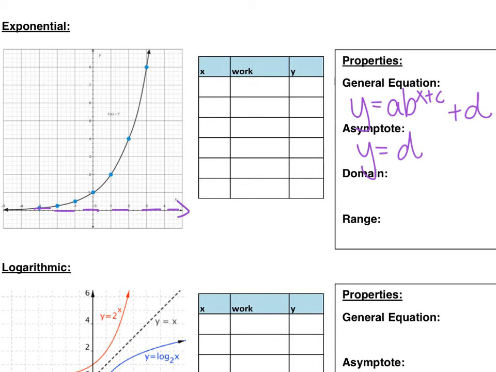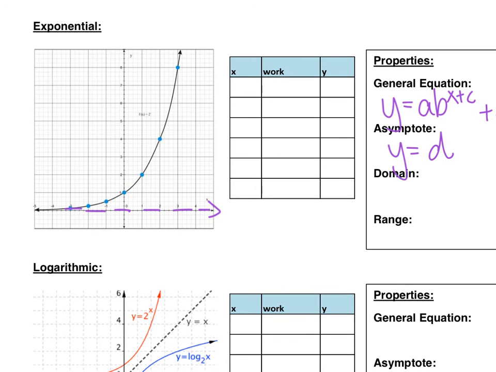And remember that an asymptote is a line your graph approaches but never touches. So we can't go past that line. So we're either going to be above it or below it. Okay. The domain for exponential is negative infinity to infinity. And then the range is based off of the asymptote.